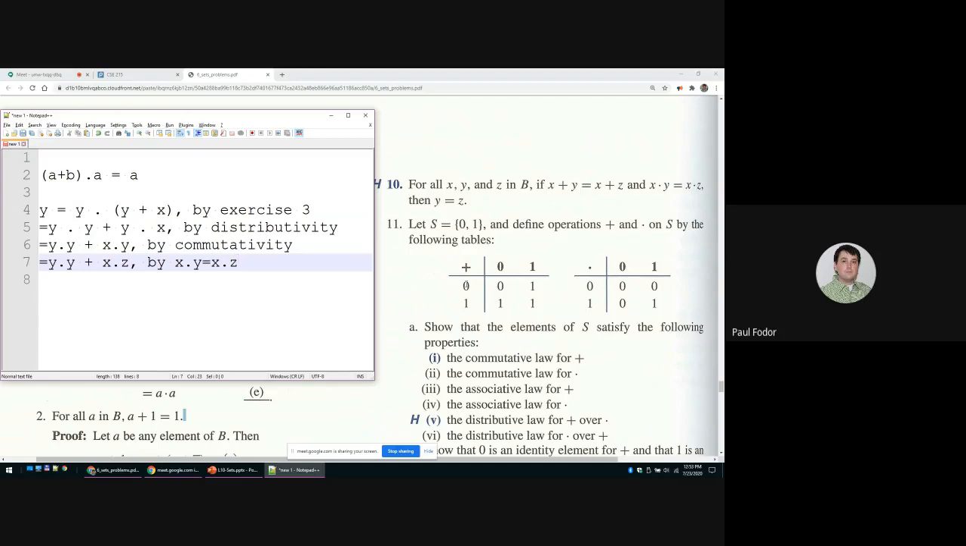Let me see what else we can use. X plus Y. We need to get to a formula that after distribution, we have X plus Z. Okay, this is a hard exercise, so it's a little bit harder than I expected. So let's continue and maybe we get to the problem that we want.